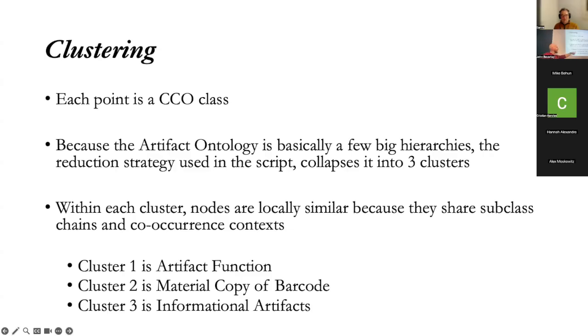So you see things like artifact function clustering, material copy of barcode clustering, information artifacts clustering. Think about this. You were just looking at the artifact ontology. I'm telling you this analysis resulted in a bunch of hierarchy clustering. That should sound weird because I was just looking at RDFS subclass, right? Aren't they all related through entity? It didn't just look at the bolded classes. How did clustering happen?